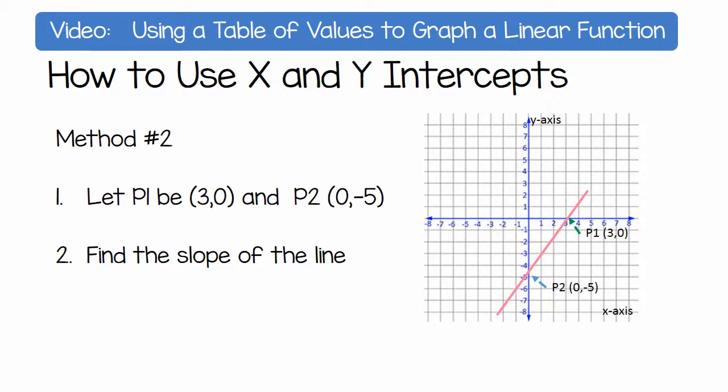Now I want to find the slope of the line. We know from our previous work that the slope is y2 minus y1 over x2 minus x1. If we substitute in our values, -5 minus 0 over 0 minus 3, we will come up with the slope value of 5 over 3.